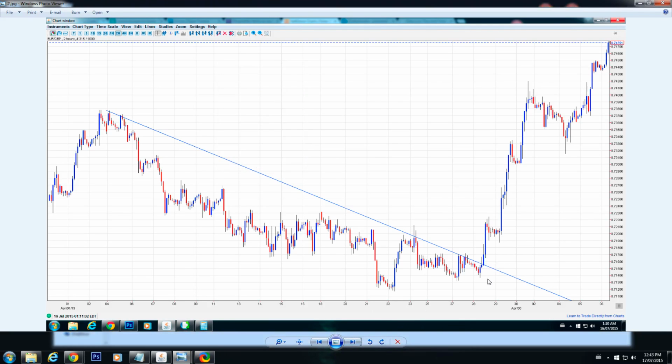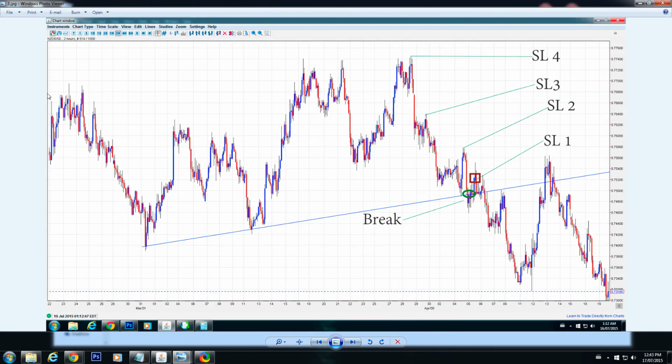As you can see, our stop loss was never tested again. Now, the New Zealand US dollar.